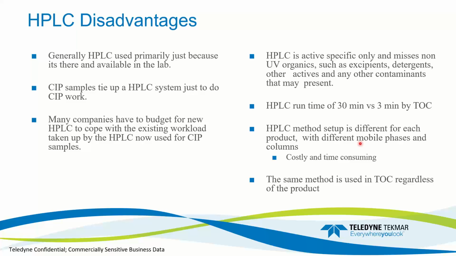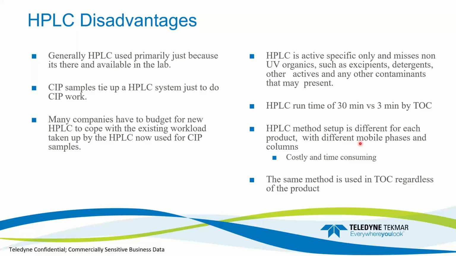Many companies have budgets for new HPLCs to cope with existing workloads because the sample workload is being taken up by the clean in place, or the CIP. So by incorporating a TOC with a 90 position carousel, different things like that, it's going to limit that workload for the HPLC and free it up to be used for what it needs to be used for.